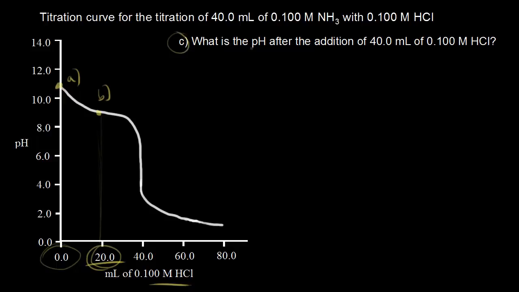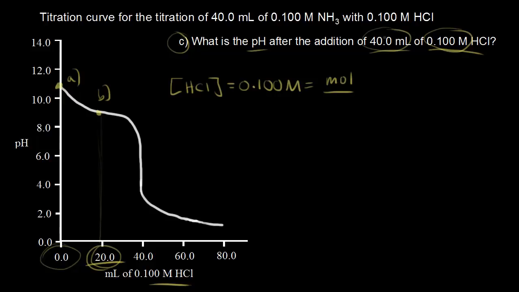In part C, our goal is to find the pH after we've added 40 milliliters of our 0.1 molar solution of HCl. So how many moles of acid did we add this time? So the concentration of HCl is equal to 0.1 molar, right? Molarity is moles over liters. So how many moles of acid did we add? Well, we added 40 milliliters, which if we move our decimal place 1, 2, 3, that's 0.04 liters. So we added 0.04 liters, and we could just solve for moles here.